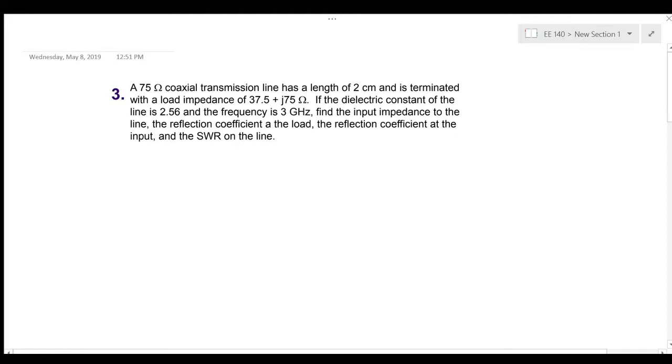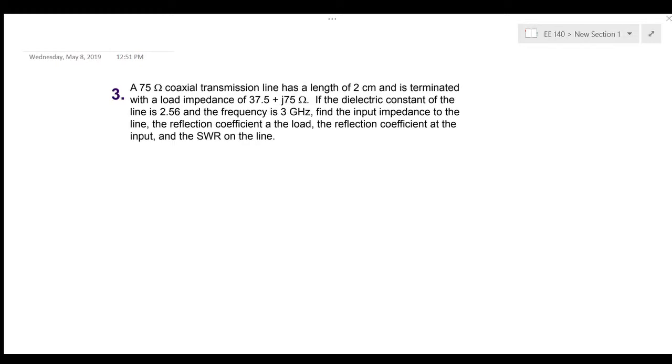A 75 ohm coaxial transmission line has a length of 2 centimeters and is terminated with a load impedance of 37.5 plus j75 ohm. If the dielectric constant of the line is 2.56 and the frequency is 3 gigahertz, find the input impedance to the line, the reflection coefficient at the load, the reflection coefficient at the input, and the SWR on the line.